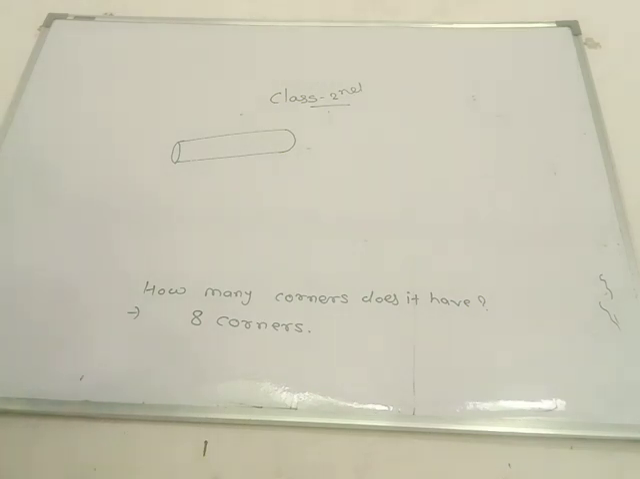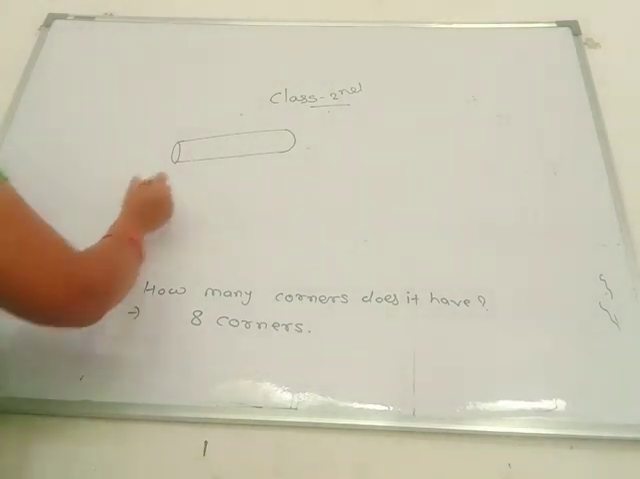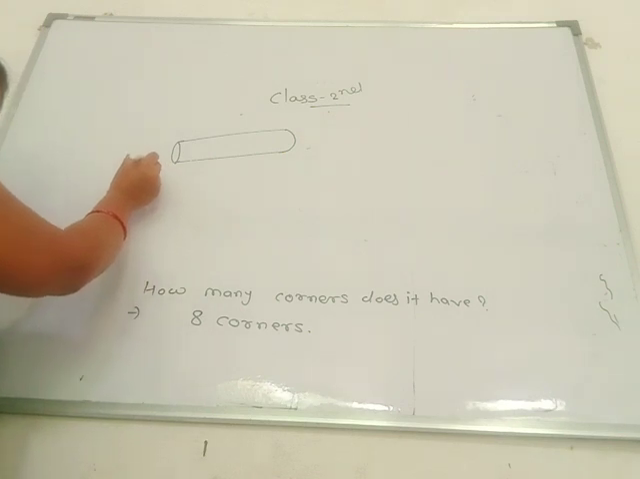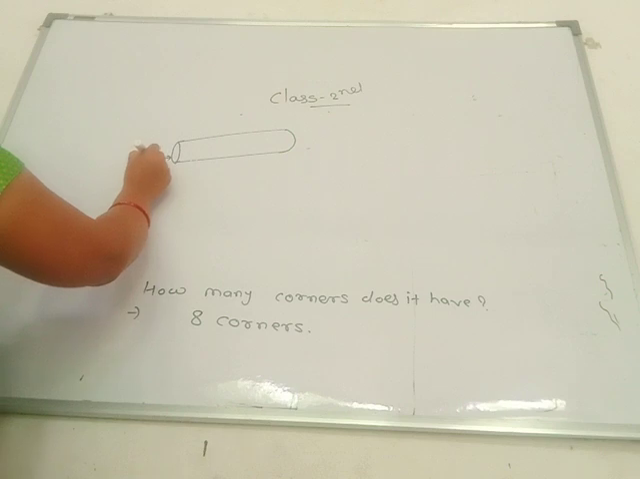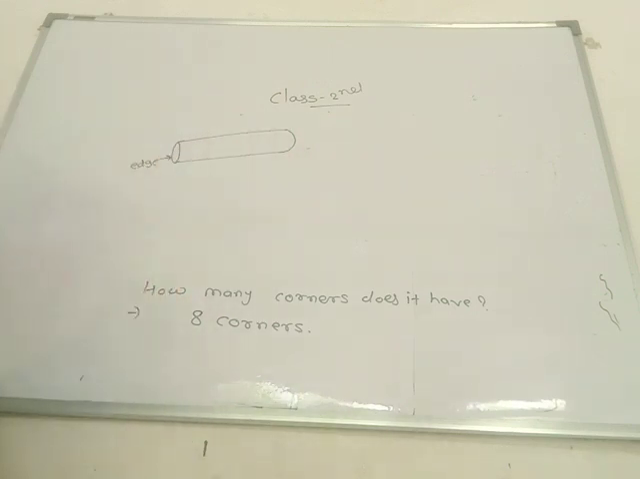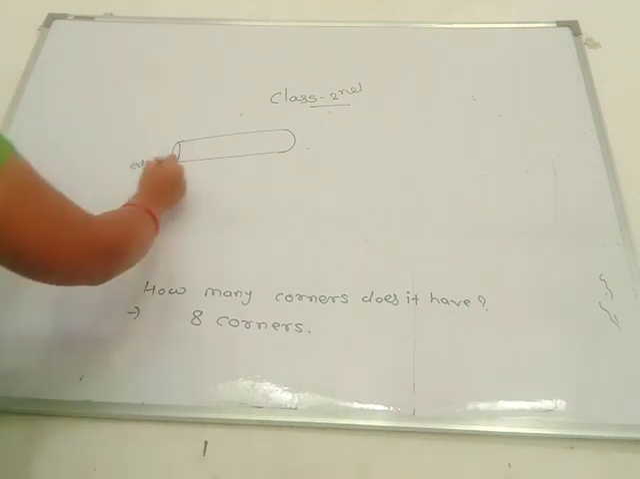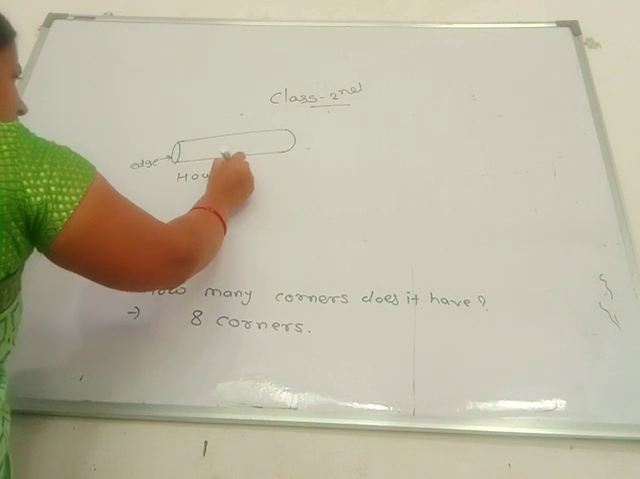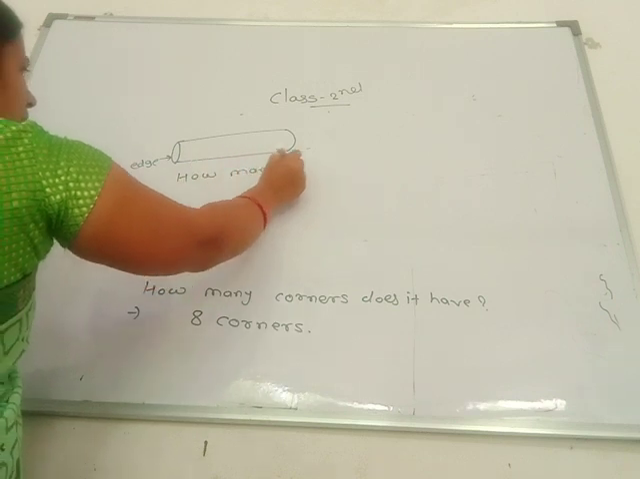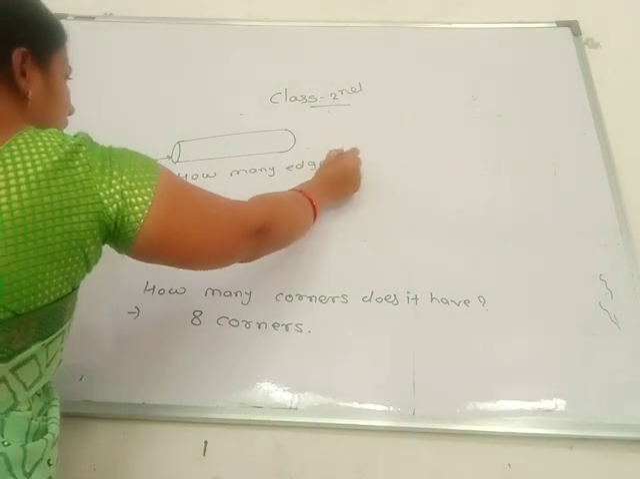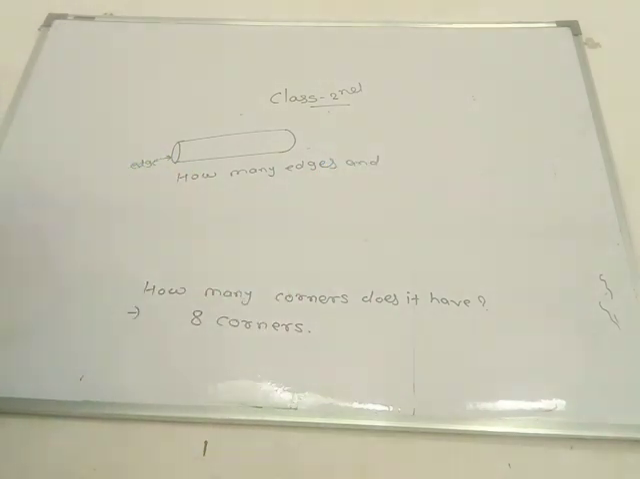Here, how many edges and corners does it have? This one is an edge, this circular edge. This one is also a circular edge. So how many edges here? 2. But in this figure, there is no corner. Then you write the first question here: how many edges and corners?